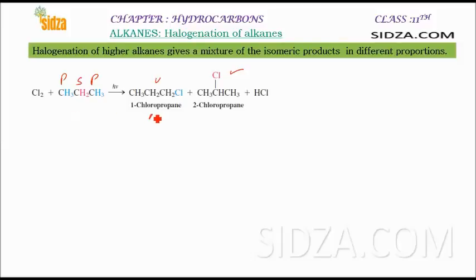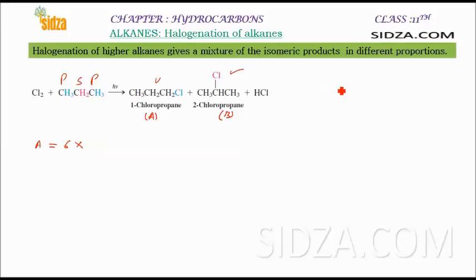So let's say this is the compound A and this is the compound B. Compound A is formed from the primary one. How many primary hydrogen atoms are there? There are 3 plus 3, which is 6. And what is the order of reactivity?